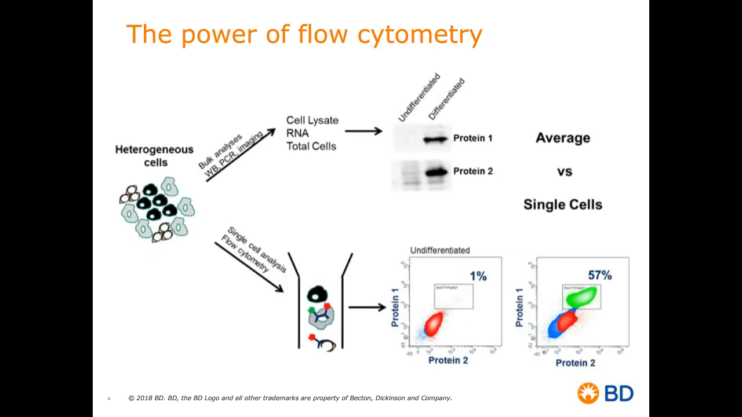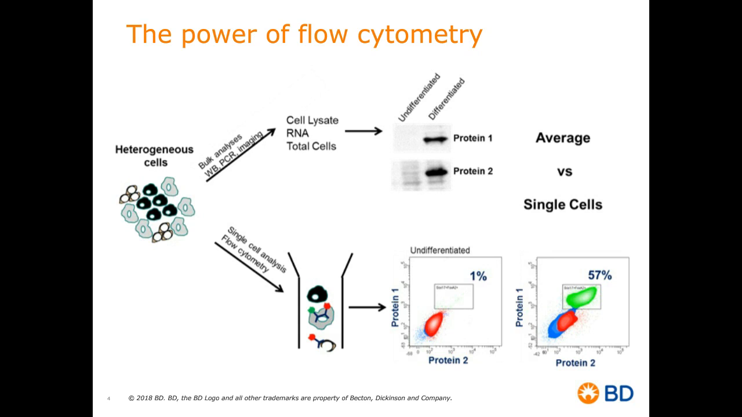Starting from flow cytometry, this cartoon depicts a scenario where we start from a heterogeneous sample and we, for example, induce differentiation, and then we want to assess differentiation by expression of certain proteins. If we perform a bulk analysis such as Western blot in the top panel, and we perform a total cell lysis, we can appreciate indeed that as compared to the undifferentiated sample, upon differentiation, these protein 1 and 2, just for example, are expressed, thus confirming that differentiation occurred in our sample.